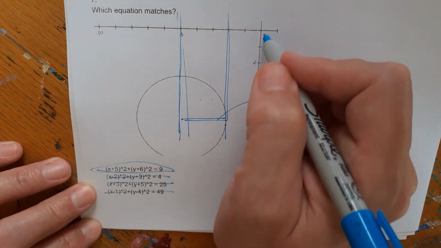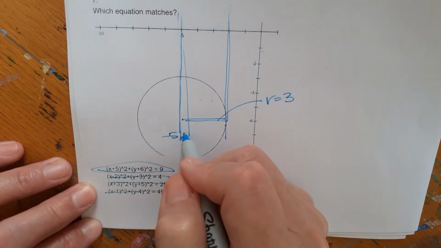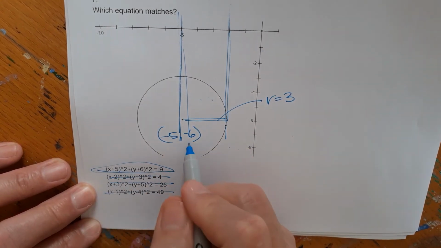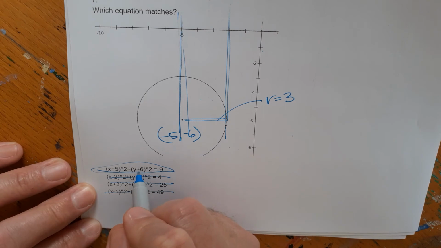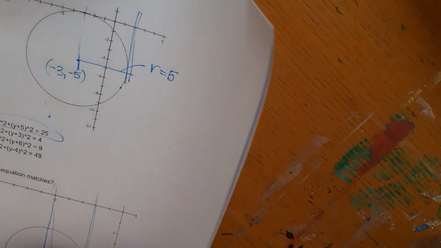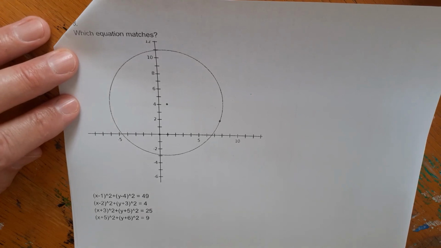Let's find this center. This center is back minus 5 on the x, and it's down here at negative 6 on the y. So we're expecting x plus 5 squared, y plus 6 squared. Check. And again, the question is, why do those signs reverse? Because there's a negative in the actual equation of the circle.